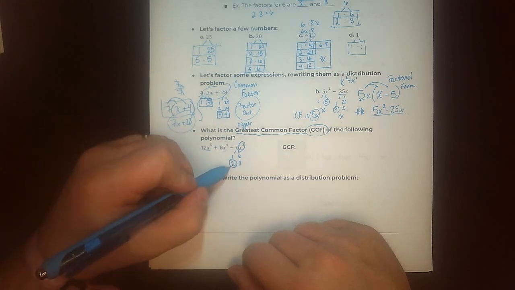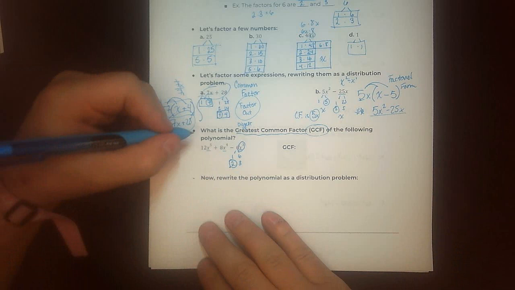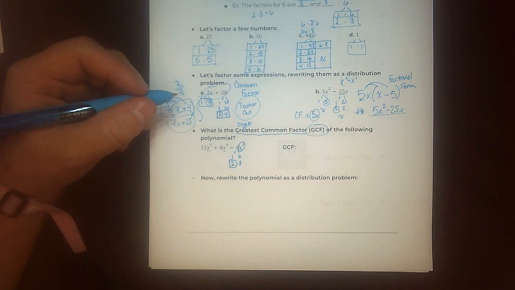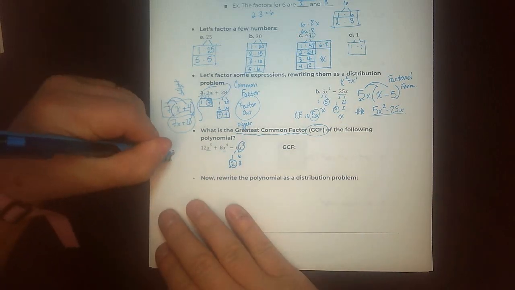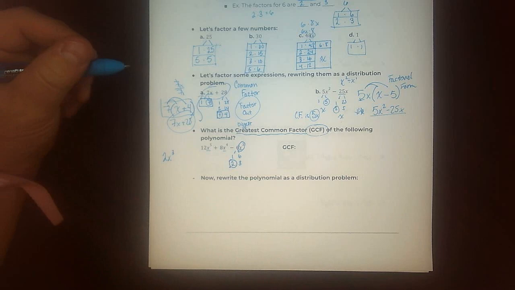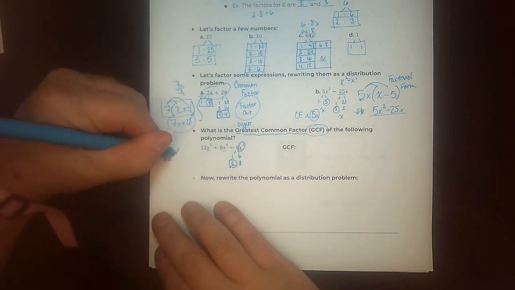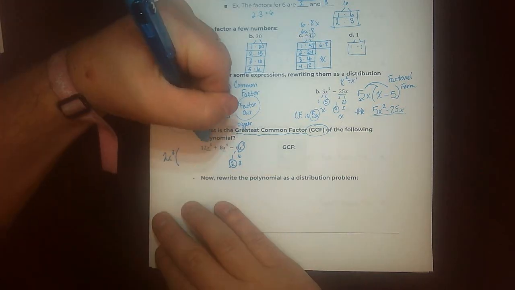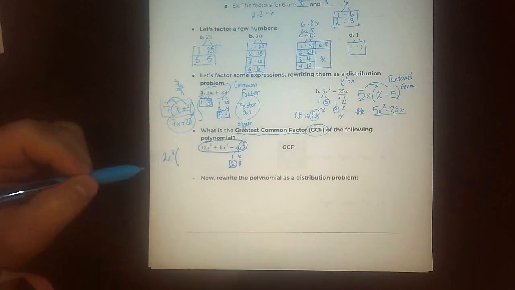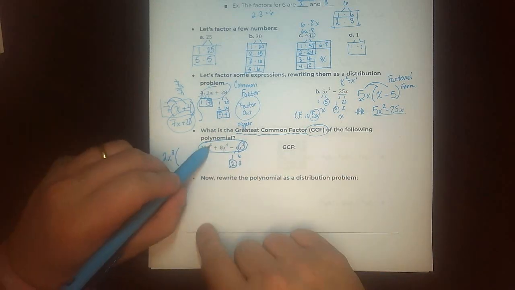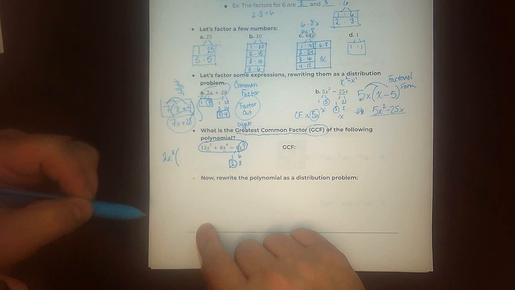So we're going to factor out 2x to the third power. Okay, 2x to the third power is going to be our greatest common factor. And now remember, we're factoring this into a distribution problem. So now what we're going to do is take this right here, and divide 2x to the third out of all of these. So we have 12x to the fifth power divided by 2x to the third power.